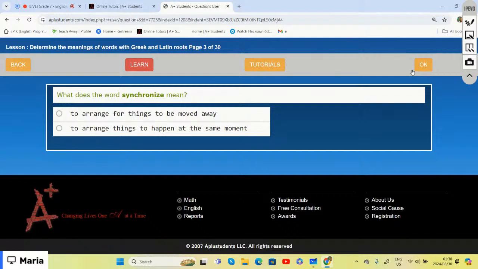We need to find out what does the word synchronize mean? Synchronize. So the word synchronize. Synchronize. We need to say, is it to arrange for things to be moved away, or to arrange things to happen at the same moment?